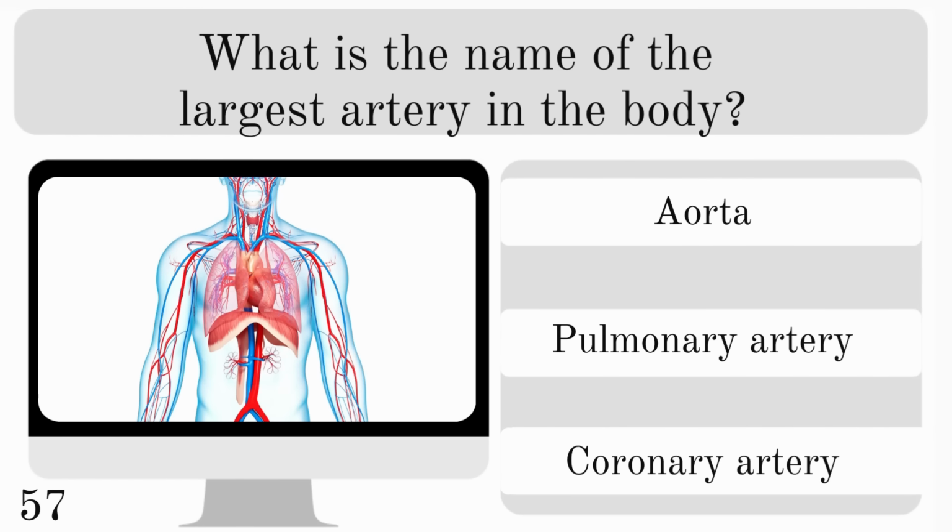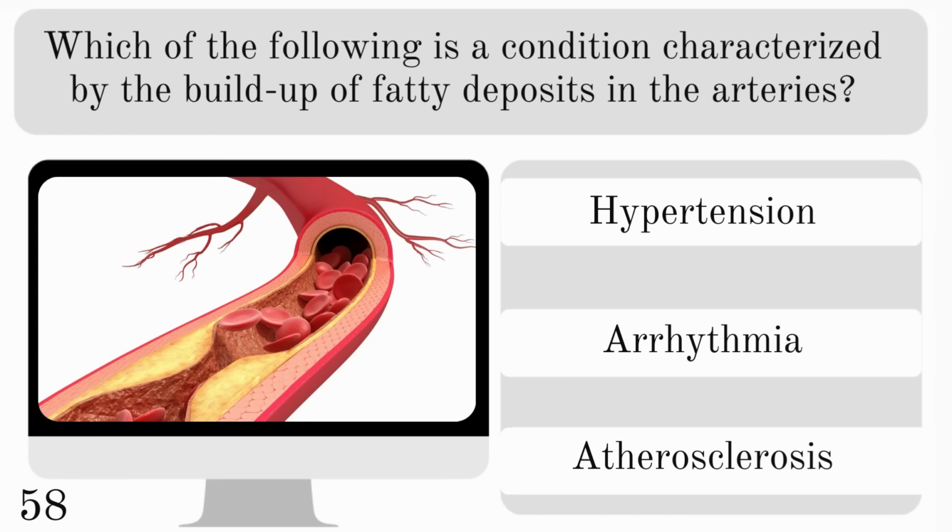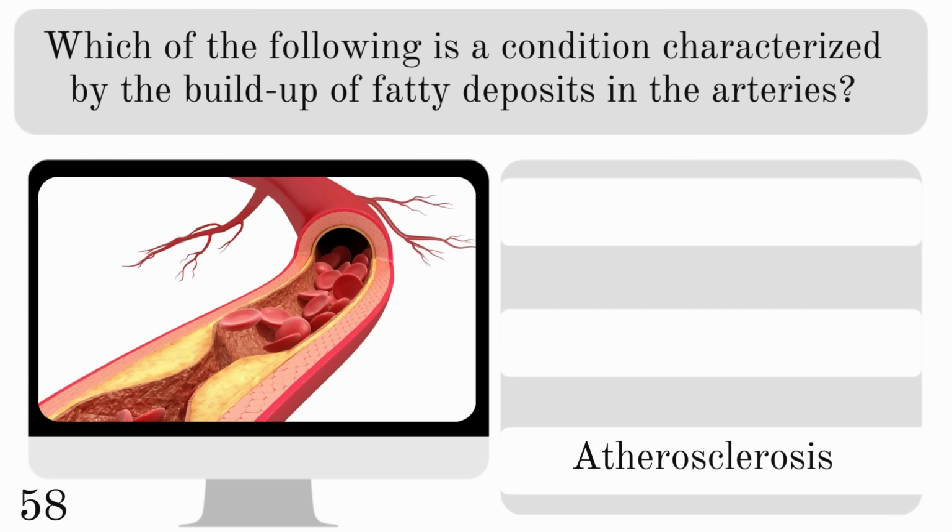What is the name of the largest artery in the body? Is it the aorta, pulmonary or coronary artery? And it is the aorta. Which of the following is a condition characterised by the build-up of fatty deposits in the arteries? Hypertension, arrhythmia, or atherosclerosis? And the answer is atherosclerosis.